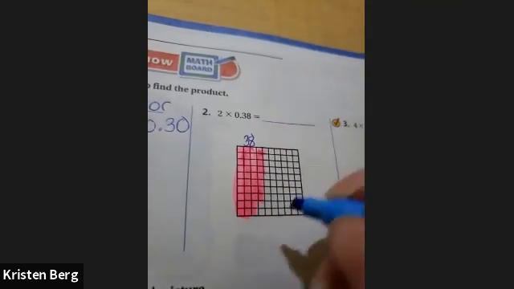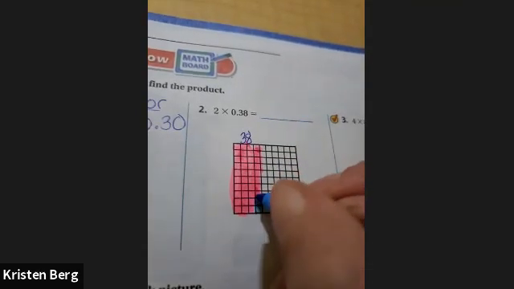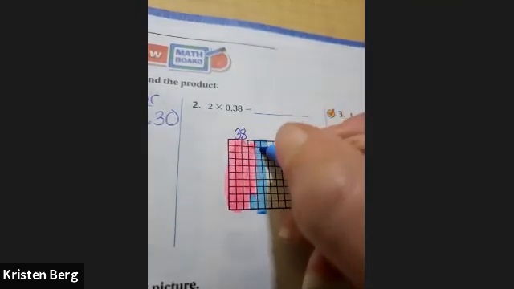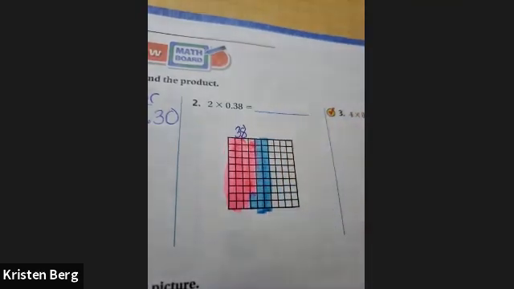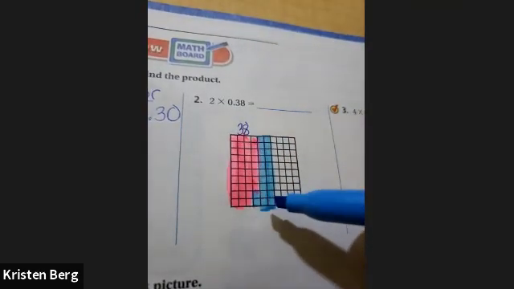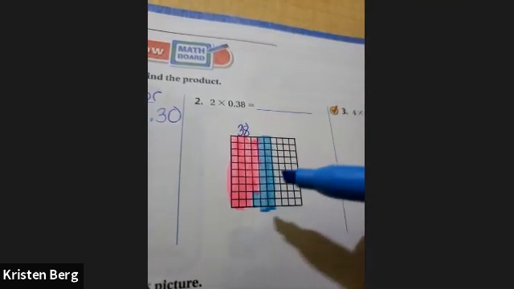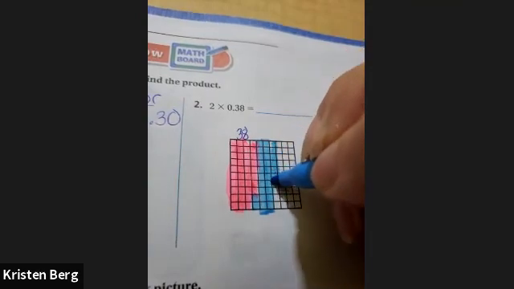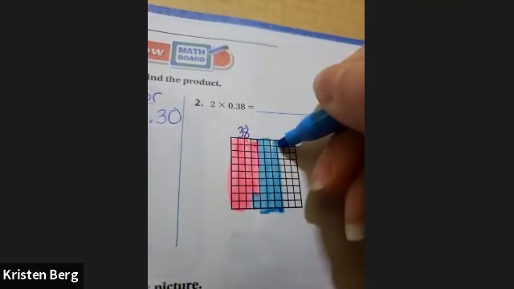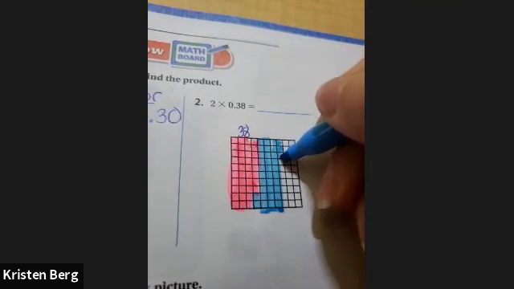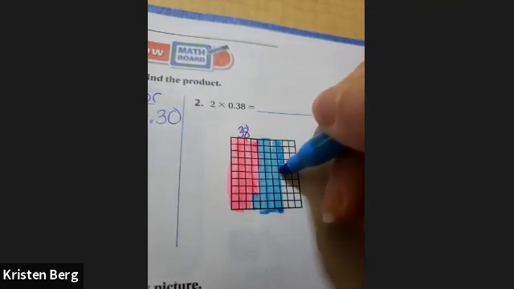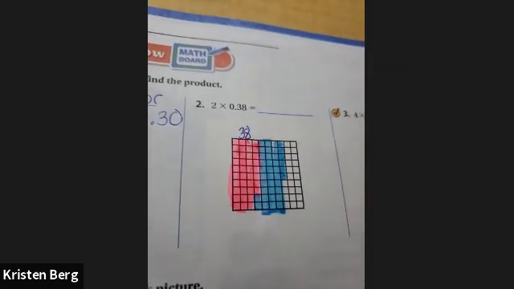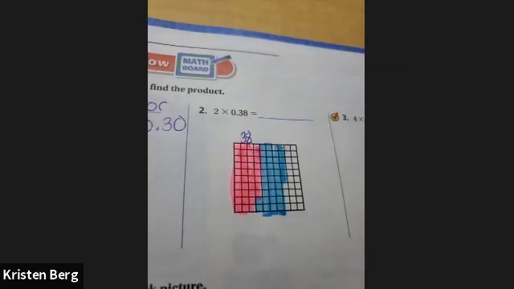So here is 2. So if I do one column, now that's 12. One more column, this would be 22. If I go another column, that would be 32. So I can still do that. Then 33, 34, 35, 36, 37, 38. So there is my second group of 38 hundredths.